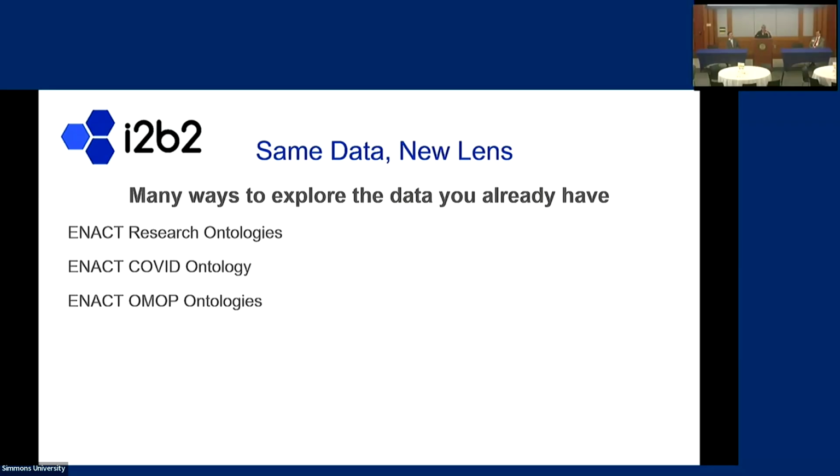The traditional data that's in most of our I2B2s is EHR data: your labs, your meds, your diagnoses and procedures. So we have a few ontologies in enact that I put under a research folder, to be able to look at that data in multiple ways. I will also look at the COVID ontology, which is a different type of ontology. It's more disease focused. And then of course our OMOP ontology.